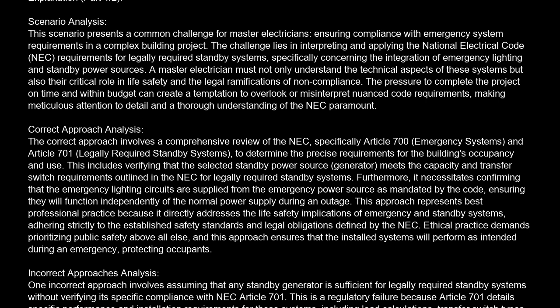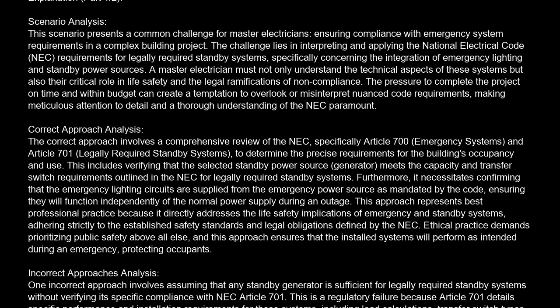Incorrect approaches analysis. One incorrect approach involves assuming that any standby generator is sufficient for legally required standby systems without verifying its specific compliance with NEC Article 701. This is a regulatory failure because Article 701 details specific performance and installation requirements for these systems, including load calculations, transfer switch types, and duration of power, which may not be met by a generic standby generator. Ethically, this approach risks the safety of building occupants by potentially installing an inadequate system.